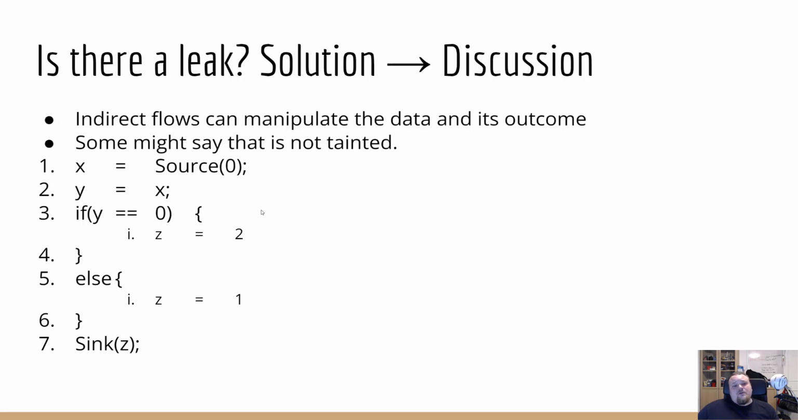So the discussion here is that indirect flows can manipulate the data and its outcome. I know that some might say this is not tainted, and it's not wrong to say that, but it is indirectly tainted. You cannot escape the fact that you can change the outcome or the way this is being used by changing the source. So that was the last slide about taint analysis number 2.